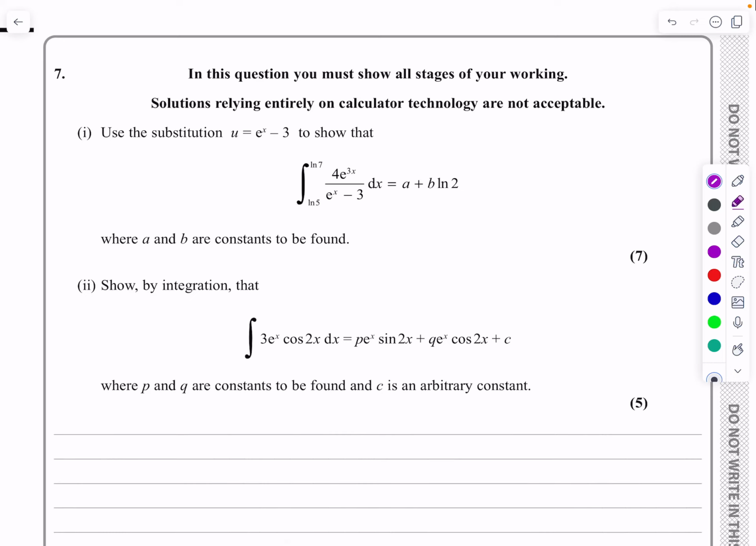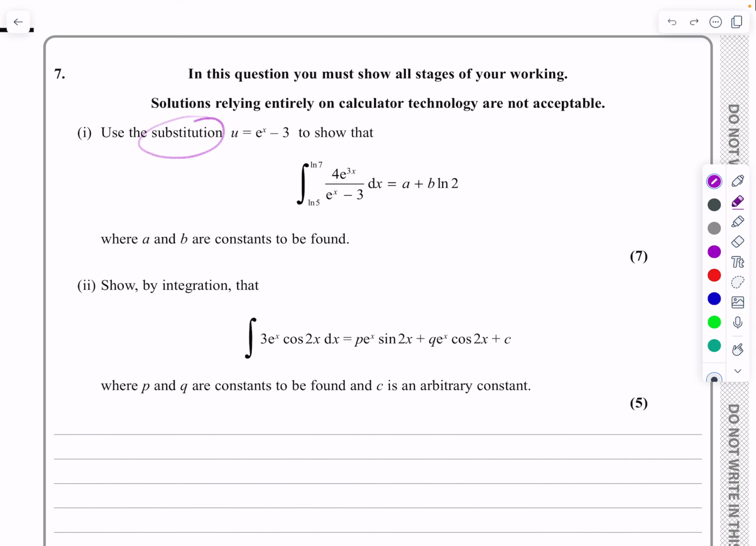Okay, this is the P4 paper from October 2022. It's question number 7. It's an integration question. Warn you now, this is a very, very long question. We're going to do part 1, which is integration by substitution, and then we're going to do part 2, which is integration by parts.